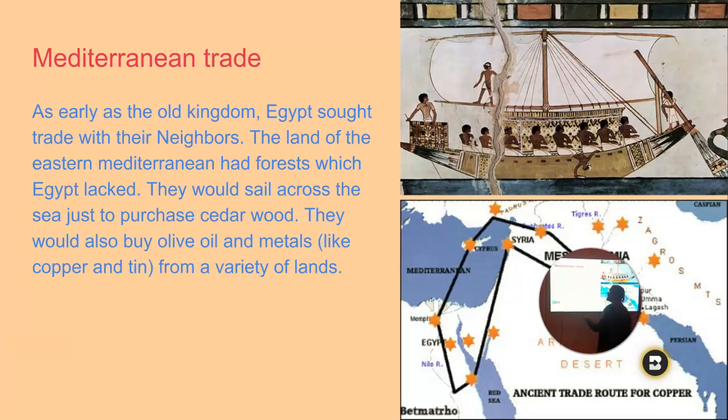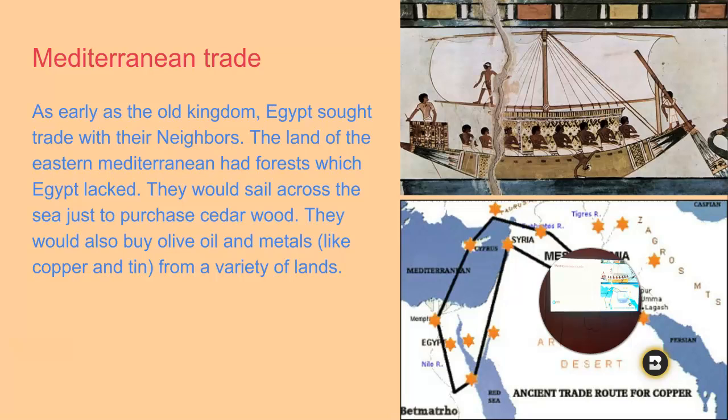I didn't ask that question very well. What did they import? What were the things that they got from other places? Cedar wood, olive oil, and metals, right? So these are the things. Nope, I'm lying to you. These are the things that Egypt would import. Okay? So they would import wood because remember, they lived in a desert. They would import olive oil. They would import metal.